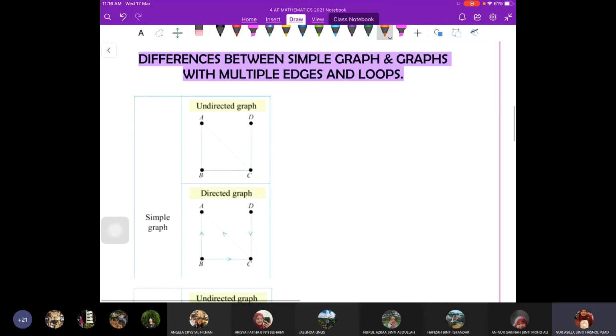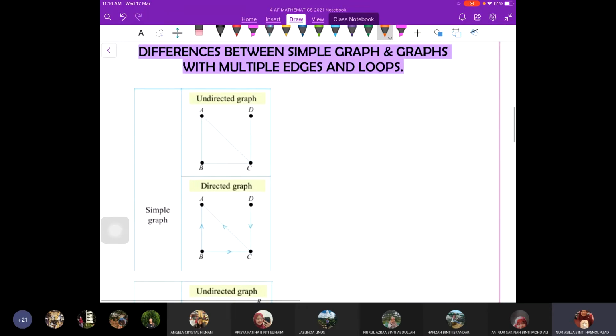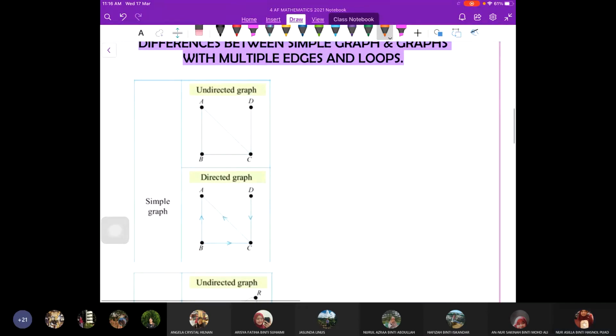Okay, so now let's look macam mana kita nak tulis. Okay, so if you see here, graph sama ada undirected ataupun directed without multiple edges and loops, kita panggil sebagai simple graph. So simple graph, no loops and multiple edges. Okay, so if saya refer simple graph, then you will know simple graph is actually a graph yang tidak ada multiple edges and loops. Very simple.